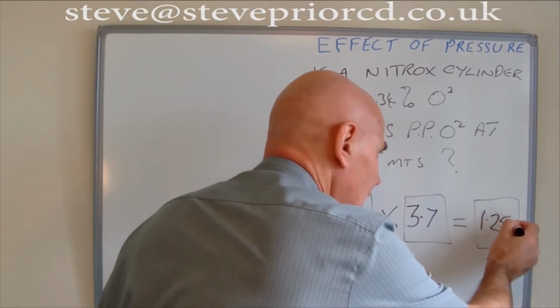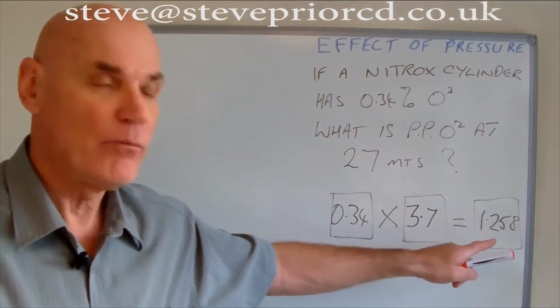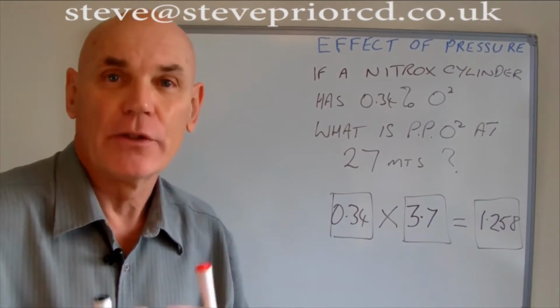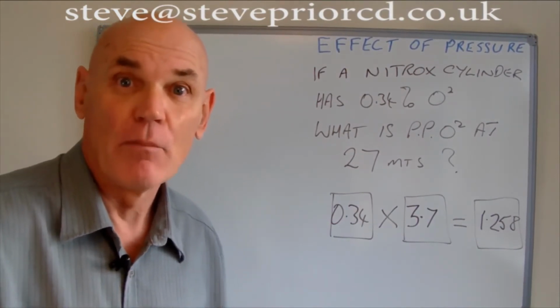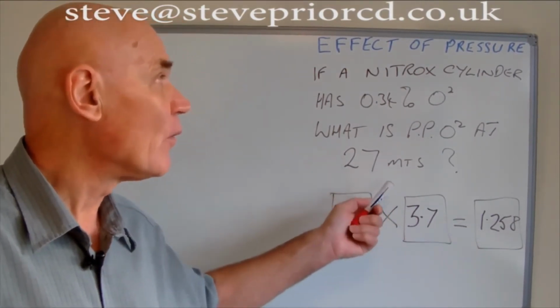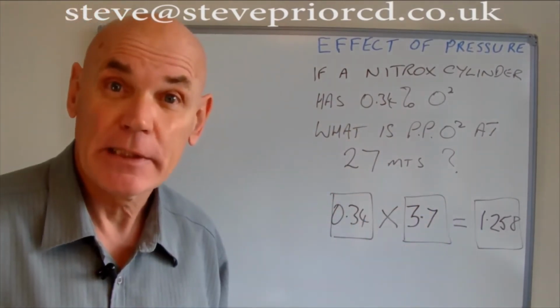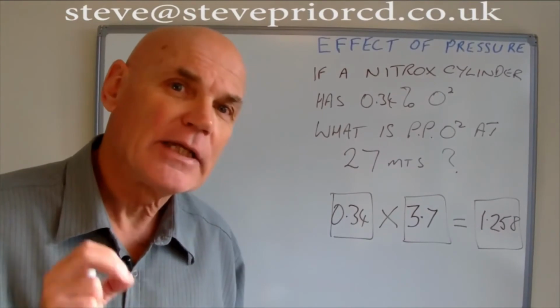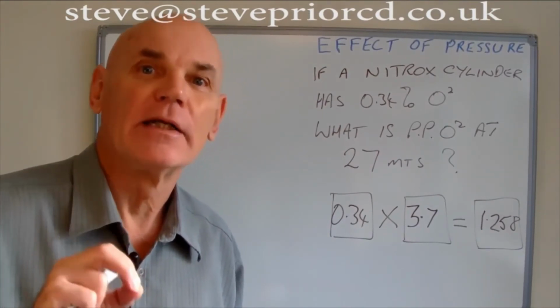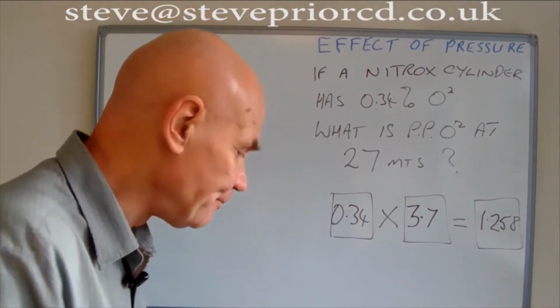1.258, actually nearly 1.26. And we know that the maximum level of PPO2 would be 1.4, so this diver would be quite happy to go 34% mix at 27 meters. Nice easy way to work these out. But let's take one last look at another example that you might find.